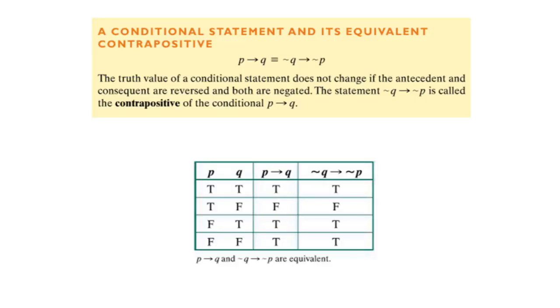A conditional statement and its equivalent, the contrapositive. So you can see up here it says P implies Q is equivalent to not Q implies not P. And that is called the contrapositive. So this is your conditional. This truth table is the conditional. And this one is the contrapositive.